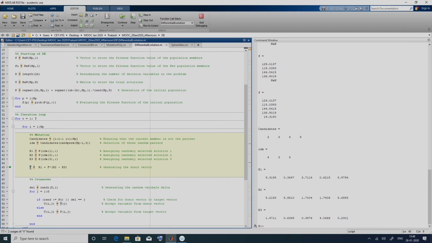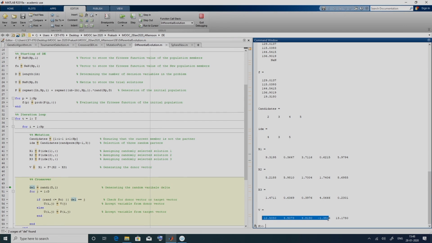We need to calculate the donor vector. So, donor vector, this is the equation that was given in our discussion, right. So, x1 plus f into x2 minus x3. If we do this, then this is the donor vector. Remember, the donor vector may or may not be in the bounds, right.